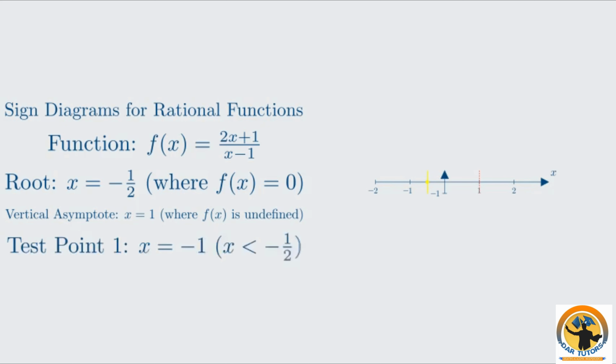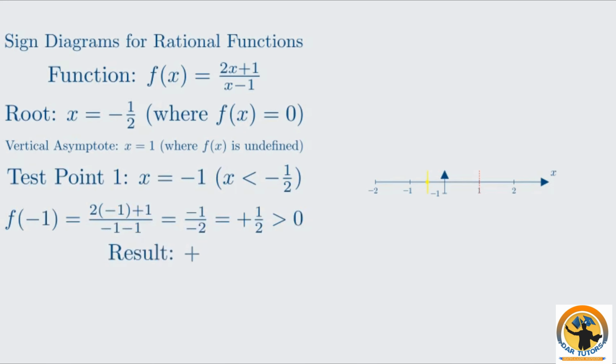In the region x is less than 1/2, let's test x equals 1. The numerator is 1 and the denominator is 2. Negative divided by negative is positive, so the function is positive in this region.